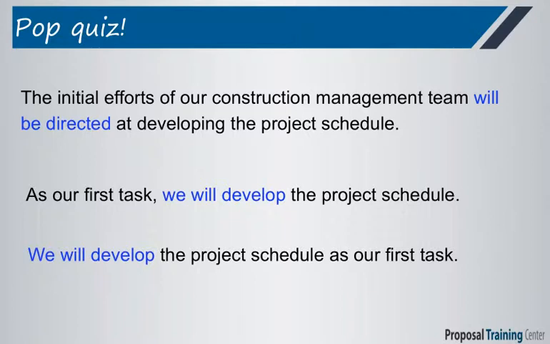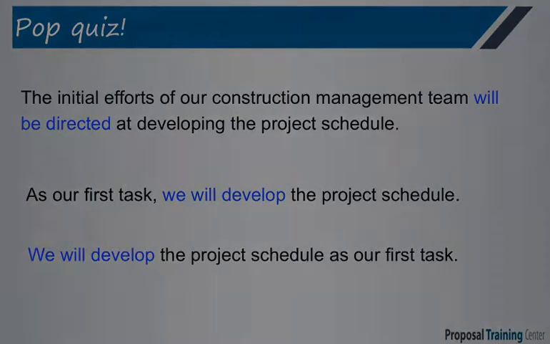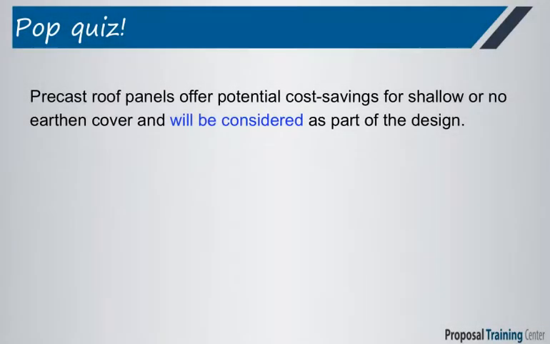The first sentence draws the reader's attention to the first task. The second sentence focuses attention on the project schedule. Now these are subtle differences, but the reader will notice. So keep your pen and paper ready, because here's another. Precast roof panels will offer potential cost savings for shallow or no earthen cover and will be considered as part of the design. So pause and rewrite this into the active.